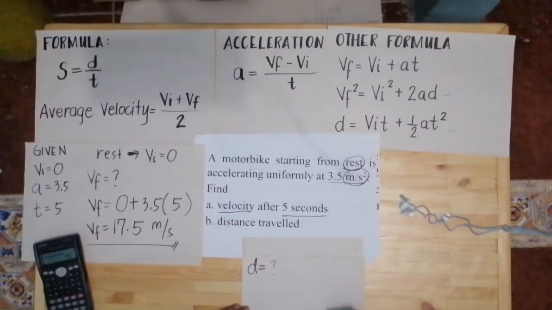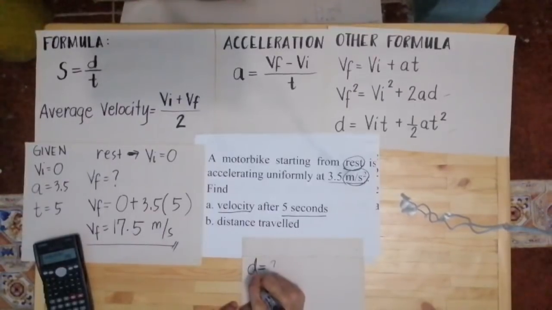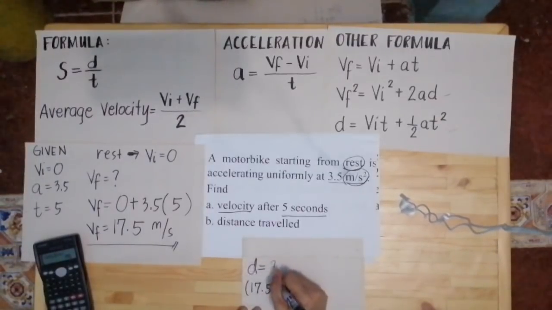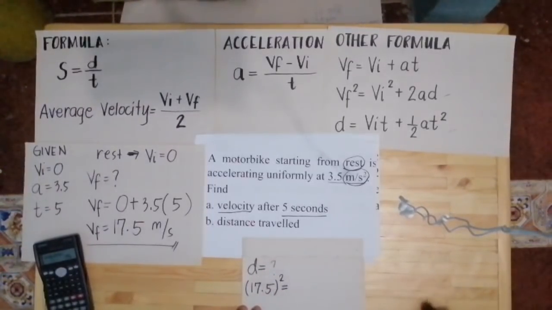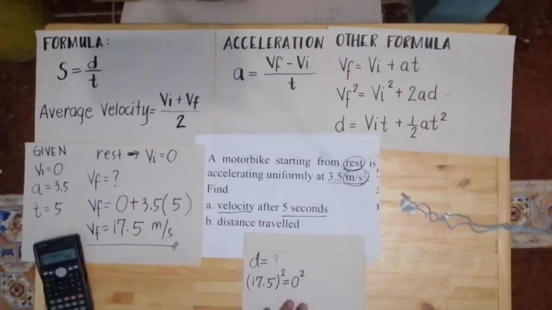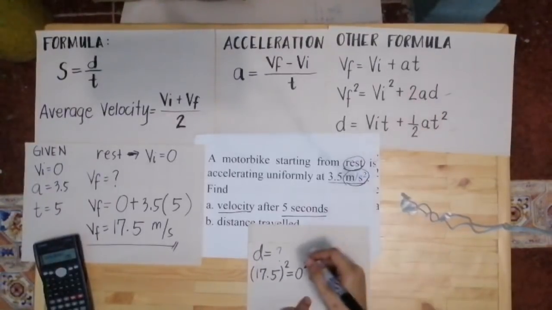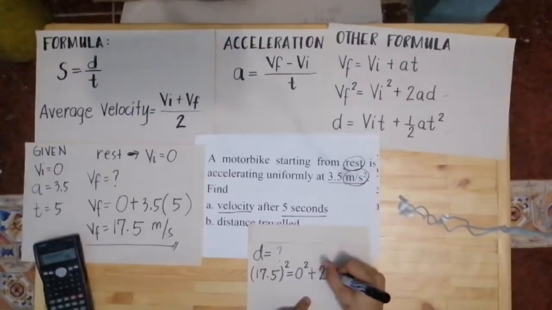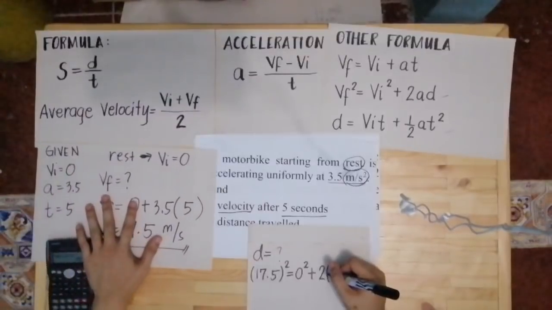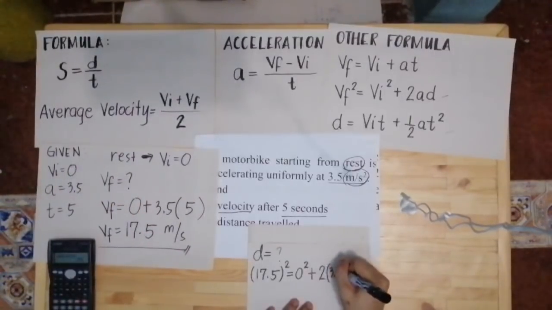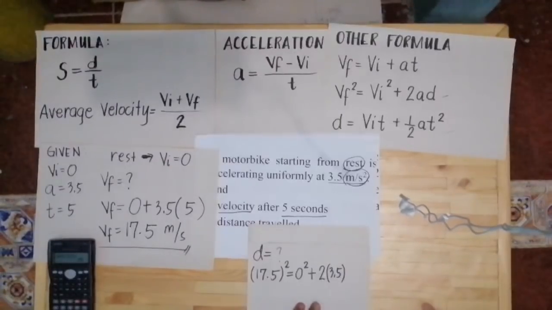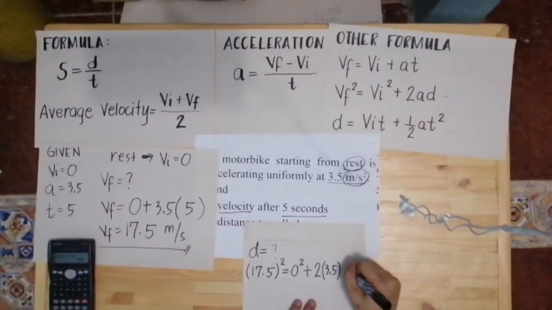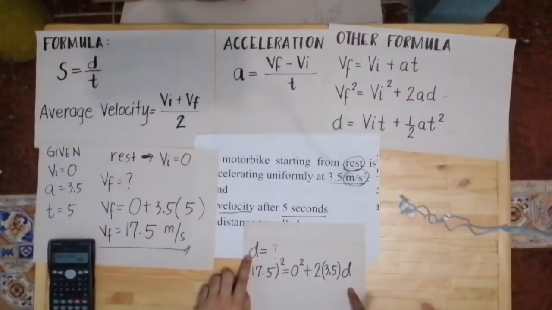Copy mo yung VF. The VF is 17.5, squared. Lagay mo ng squared. Equals. Yung VI natin, 0. So, 0 squared. Next, plus. Yung 2 natin, kopya lang. Acceleration, parenthesis. Acceleration is here, 3.5. Then, yung distance, kopya mo lang. Kasi yan yung hinahanap mo. Wala kang may lalagay dyan.